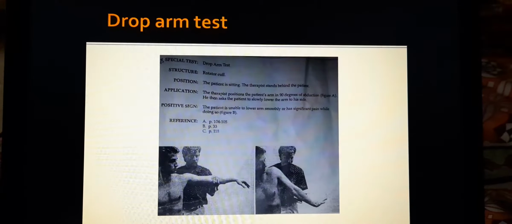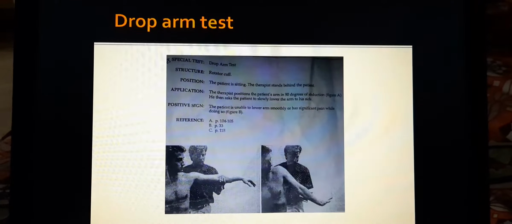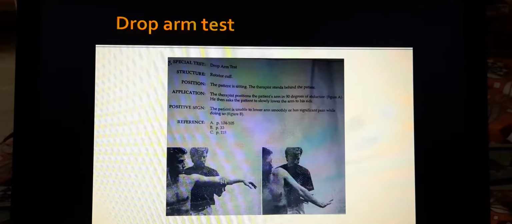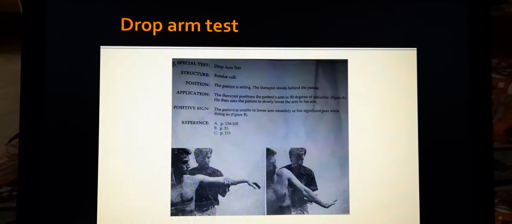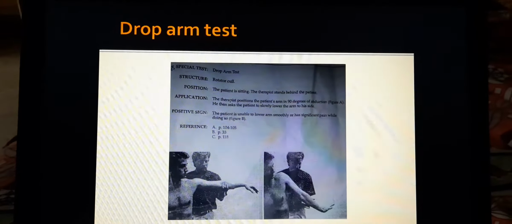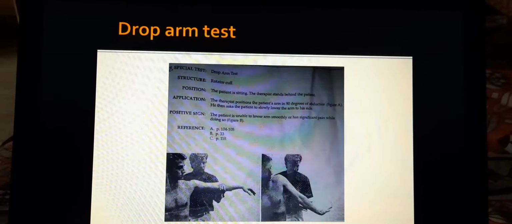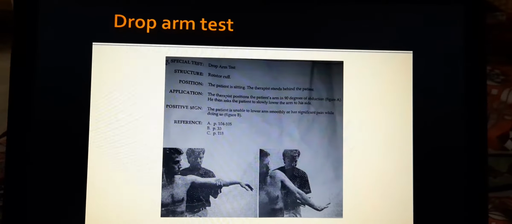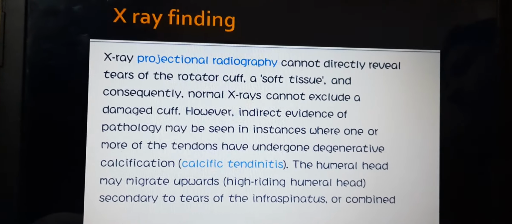Drop arm test. It checks the rotator cuff overall, or specifically the supraspinatus. Position of the patient: the patient is sitting. The therapist stands behind the patient, just like the picture, and the application is that the therapist positions the patient's arm in 90 degrees of abduction. He then asks the patient to slowly lower the arm to its side. Positive sign: the patient is unable to lower the arm smoothly or has significant pain while doing so.